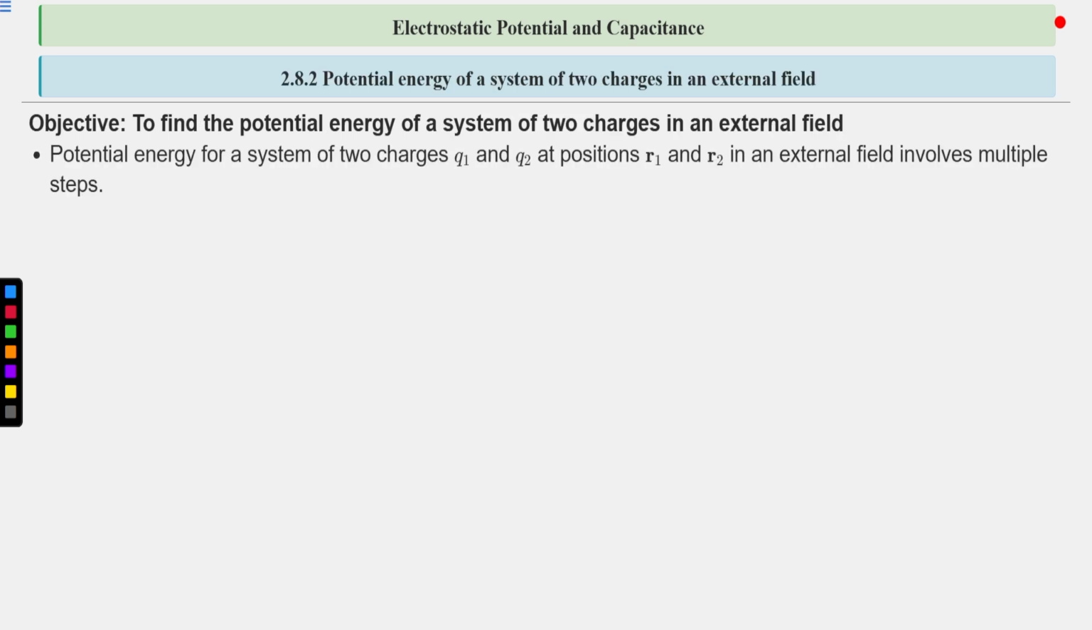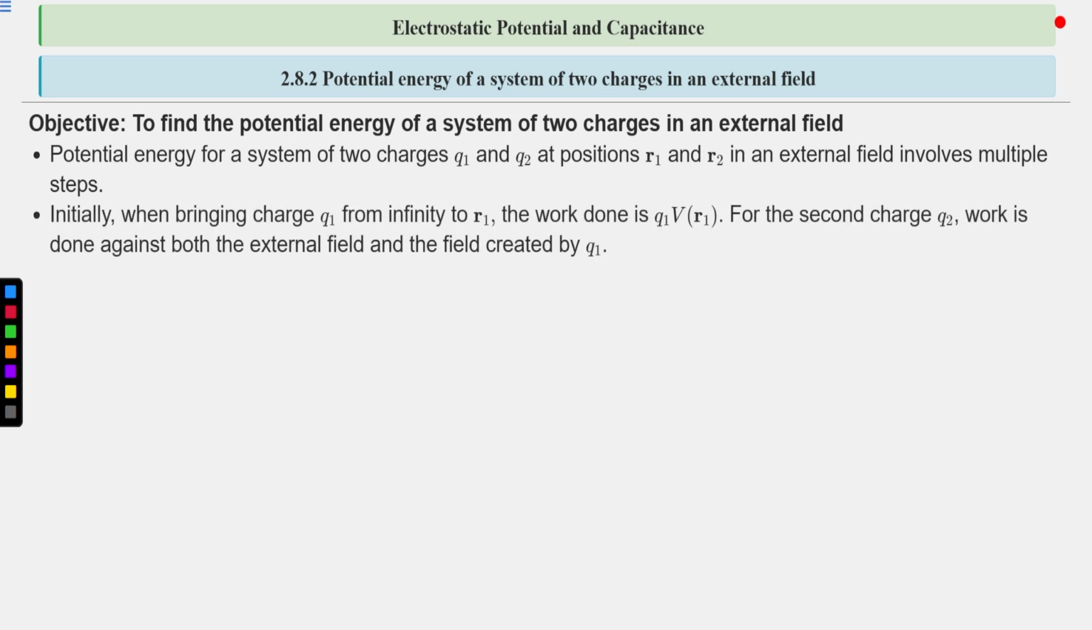Now, potential energy for a system of two charges Q1 and Q2 at positions R1 and R2 in an external field involves multiple steps. Initially, when bringing Q1 from infinity to R1, R1 is the distance from the origin we are taking generally. So when we are bringing the Q1 charge from infinity to any point at distance R1 from the origin, the work done is Q1 times the potential at that point due to the external field. This is the potential at R1 distance from the origin, meaning any point which is at R1 distance from the origin. So this is the work done.